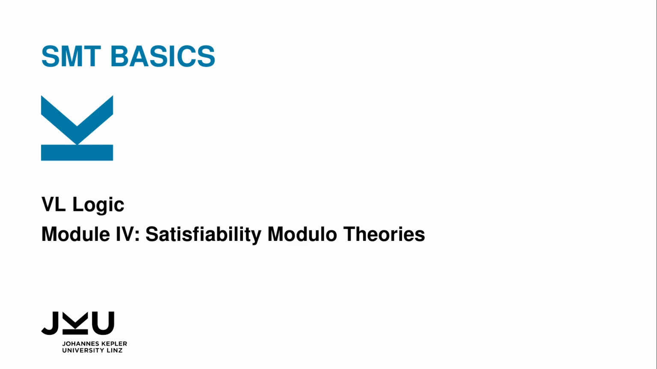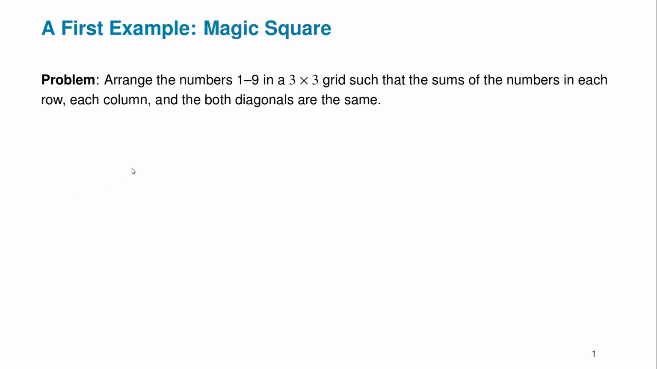And in order to show you what SMT is about and what we can do with SMT, let's have a look at a small example. You know this maybe. This is a very popular puzzle, and it's called Magic Square, and the task is to arrange the numbers 1 to 9 in a 3 times 3 grid such that the sum of the numbers in each row, in each column, and in both main diagonals give the same value. Okay, and we do not want to solve this by hand, but we want to encode this problem as an SMT formula and solve it with an SMT solver.